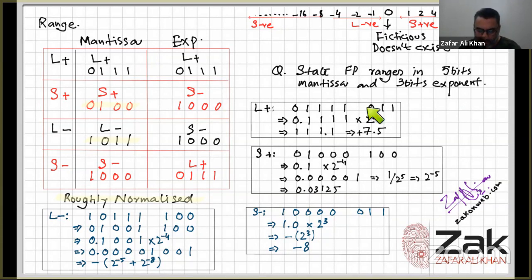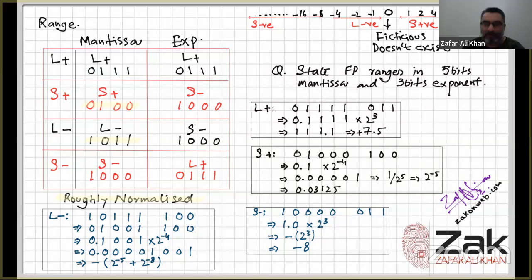So now we can see that the largest positive number that we can save in a 5-bit mantissa and 3-bit exponent is plus 7.5. The smallest positive is 0.03125. The largest negative is minus 2 to power minus 5 plus 2 to power minus 8. And the smallest negative number, which is the largest magnitude negative number, is -8.